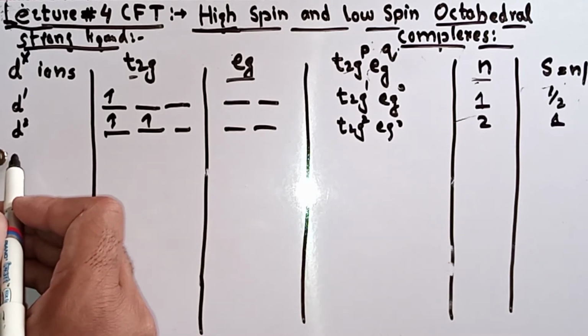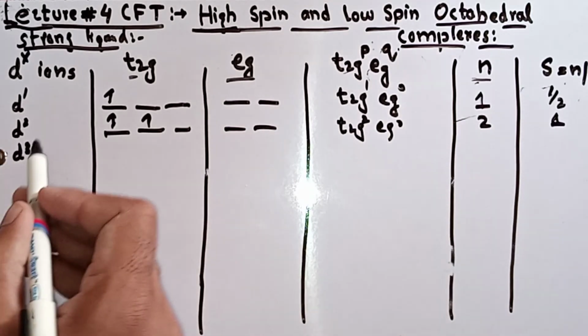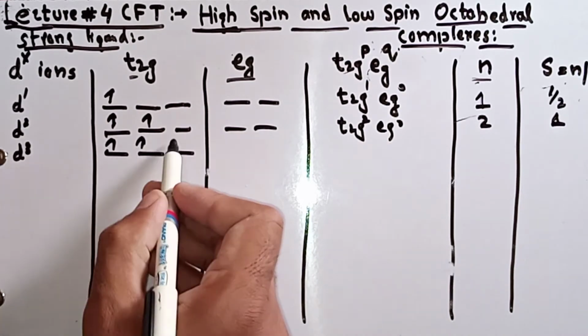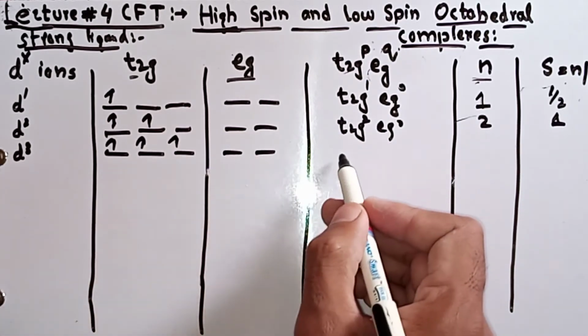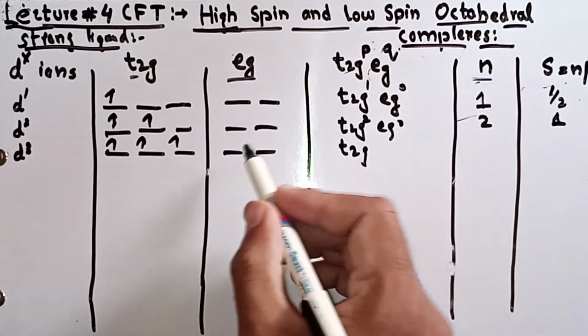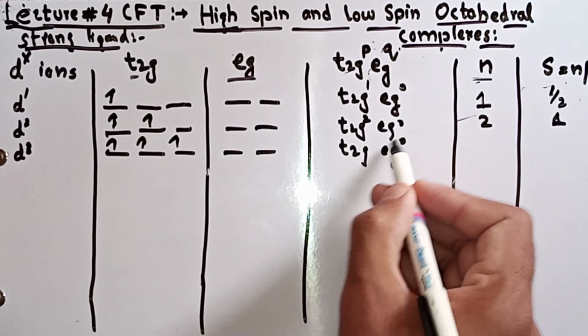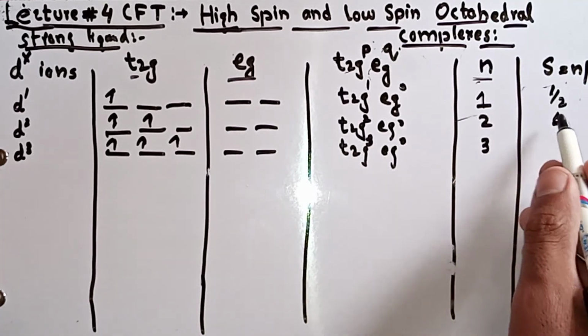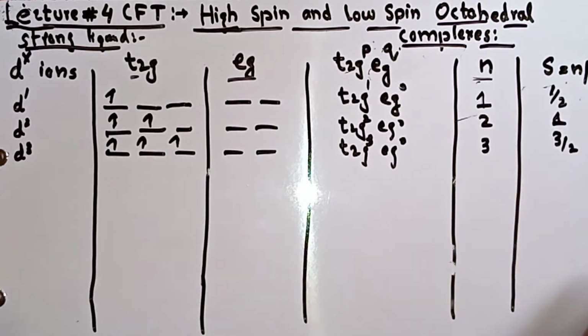When there is a D3 system in a strong ligand, according to Hund's rule, it will first be paired. So in T2G, the EG will be empty, EG is 0, T2G is equal to 3, and unpaired electrons are 3. So here 3 divided by 2, the resultant spin is 3 divided by 2.